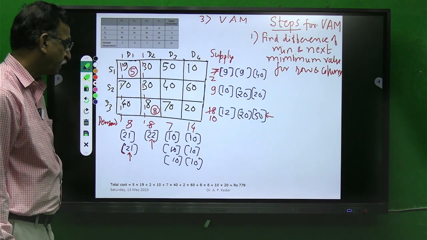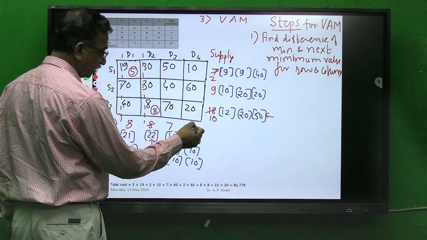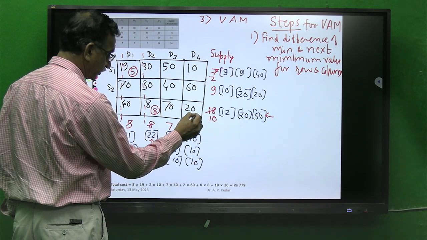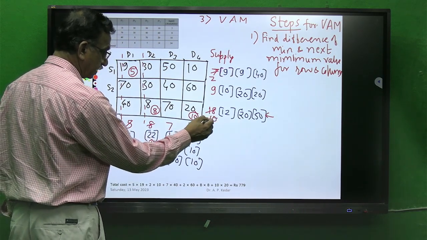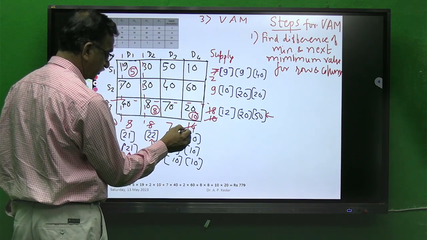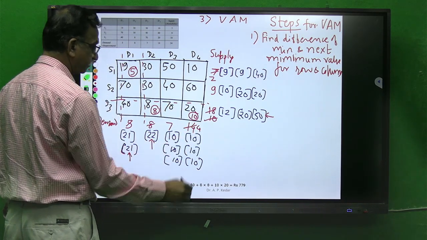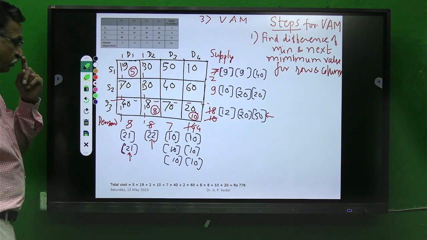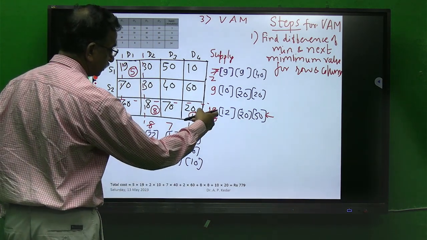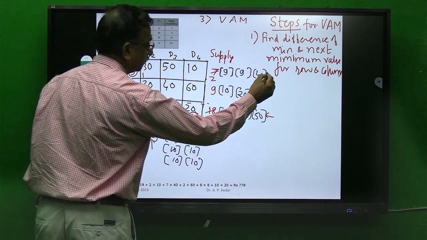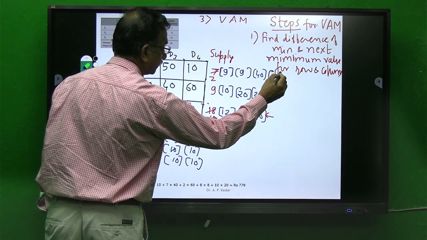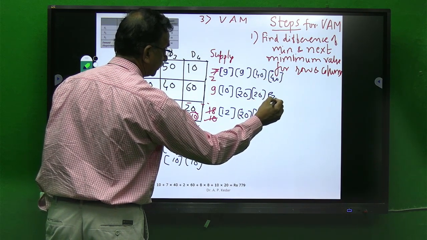For 50, identify the minimum value. It is 20. For 20, compare these two values, 10 and 14. So you will be allocating 10. 10 is vanished. This row is crossed off. This will become 4. Now you are having 2 rows, 2 columns. Since the row has been crossed, the next difference will be the same, 40. Here it will be 20.